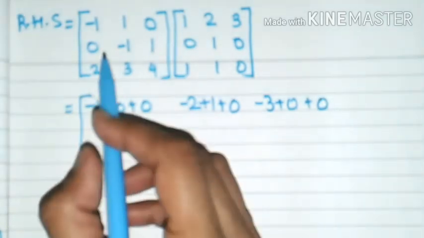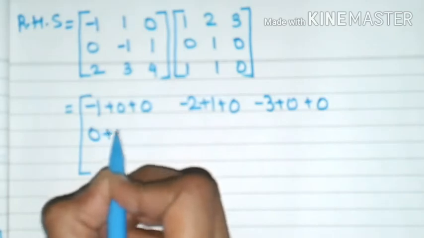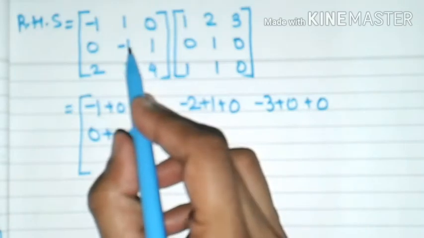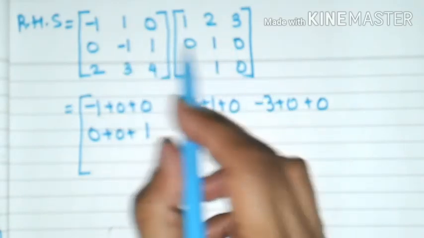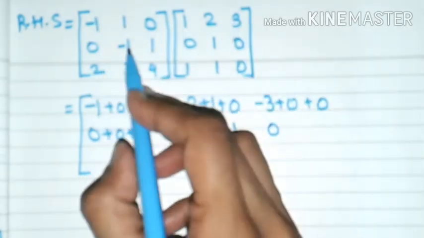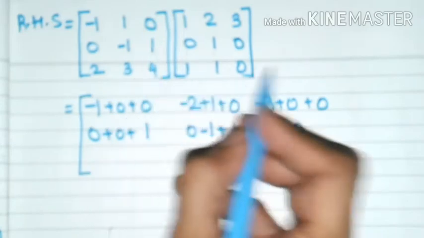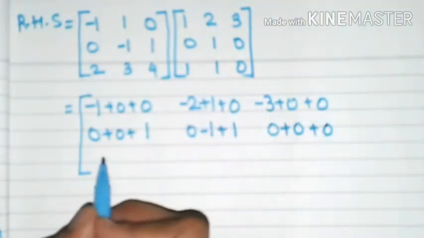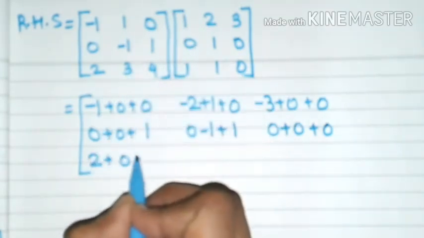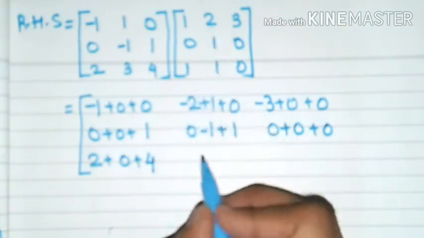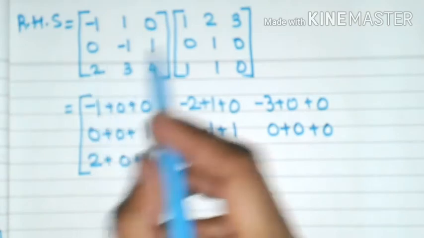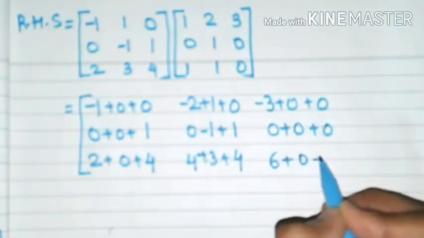Now let's go to the second row. You will get 0 into 1, 0, plus 0, plus 1. Second row, second column, it will be again 0, plus 1 into minus 1, so that will be minus 1 plus 1 into 1, which is 1. Now the second row, third column will be 0 into 3, which is 0. Minus 1 into 0 is also 0 and 1 into 0 is also 0. Now the third row, first column will be 2 into 1, which is 2, plus 3 into 0, which is 0, plus 4. Then the third row, second column will be 4 plus 3 plus 4. And then the third row, third column will be 6 plus 0 plus 0.